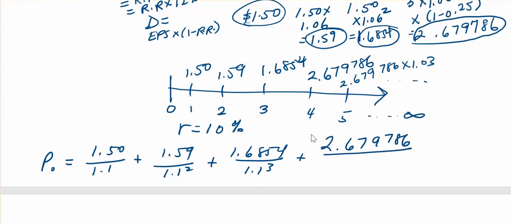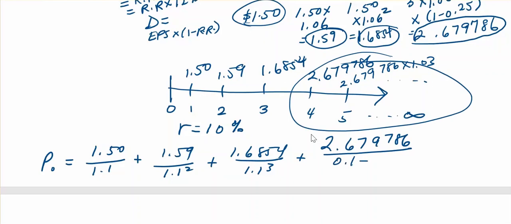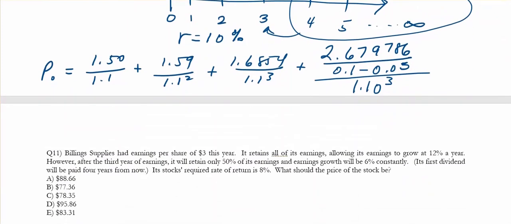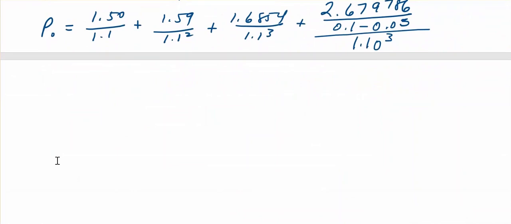Now at this point, dividends are growing at this constant rate of 3%, so we can use the growing perpetuity formula, but it would be giving us the value at year 3. So we're going to discount that back by 3 periods. We have to go over to the next line, and let's compute all that.